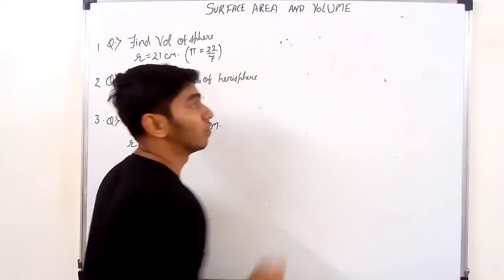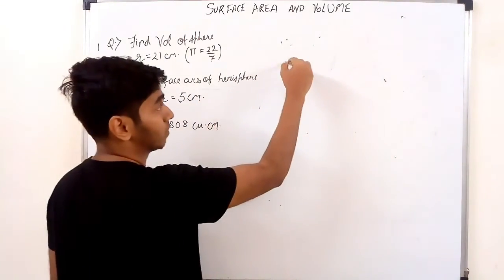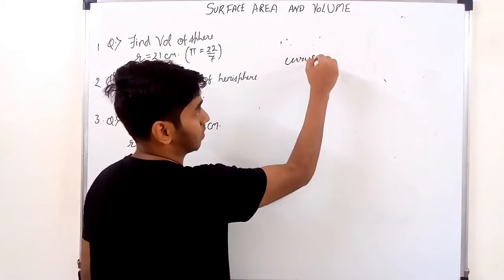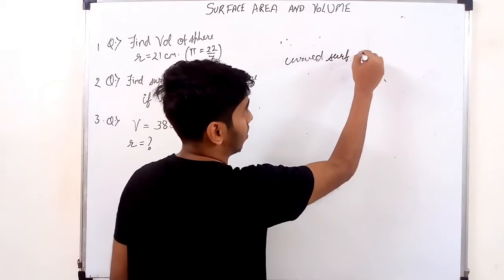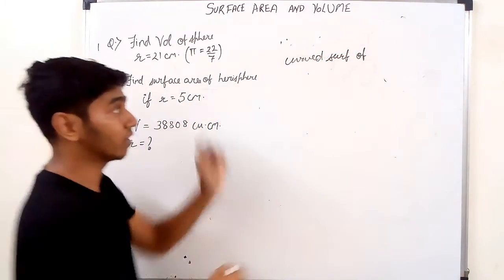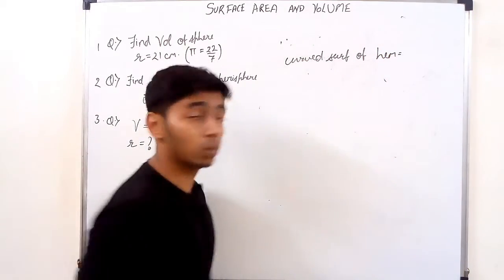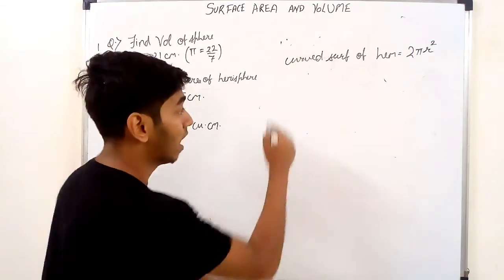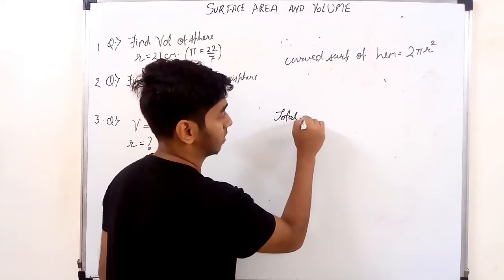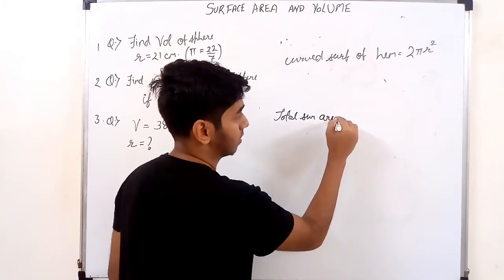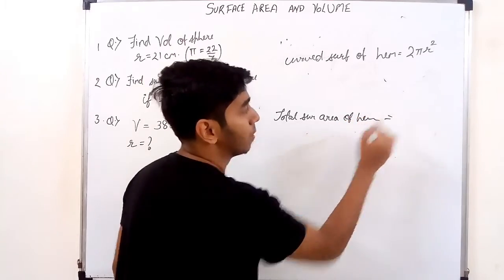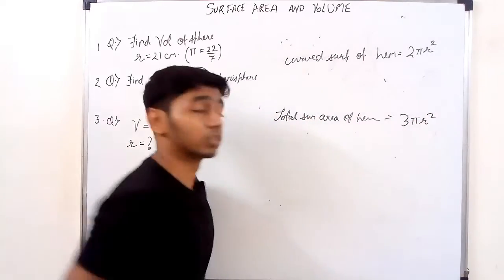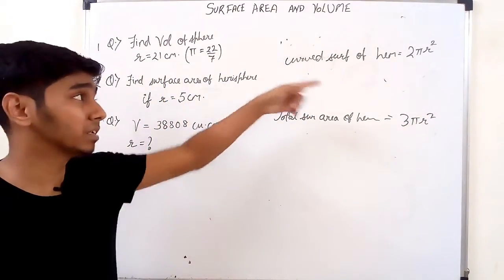You already know the formula for curved surface area of a hemisphere is equal to 2 pi r square, and the total surface area of a hemisphere is 3 pi r square, correct? Now you have r, simply substitute it.